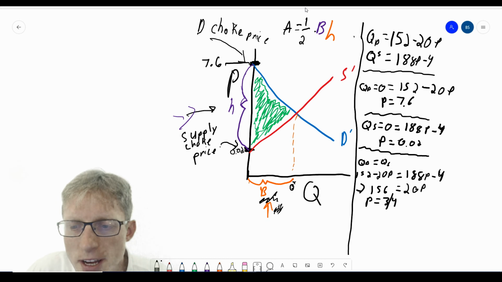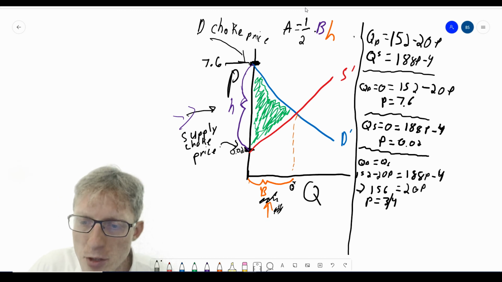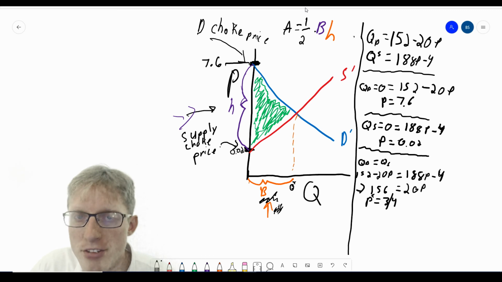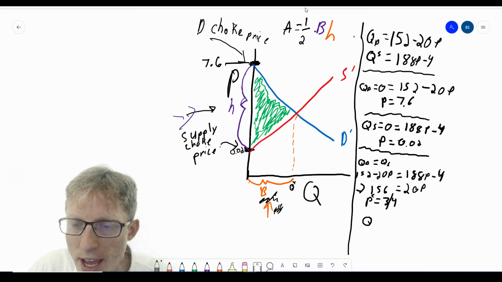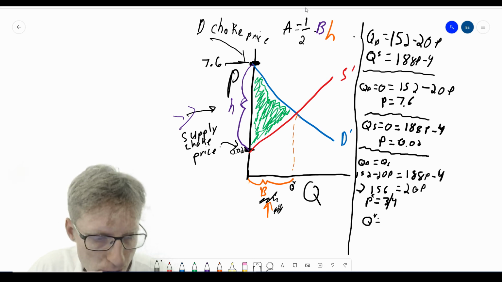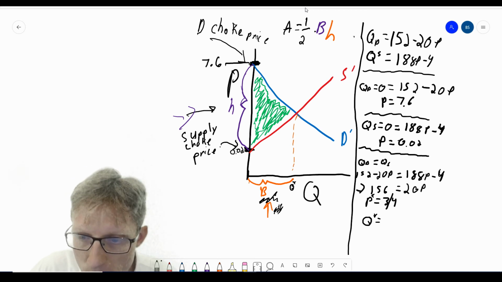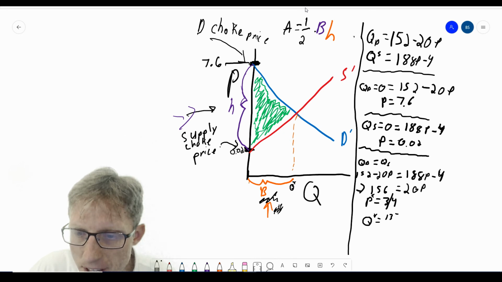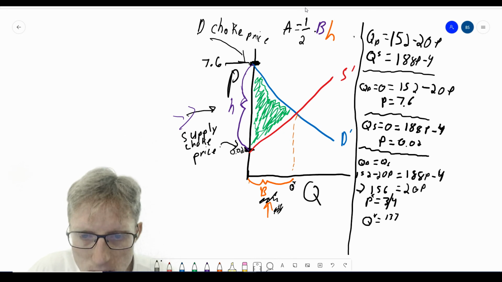Okay, now we don't actually want the price, we want the equilibrium quantity, so we could plug this price into either the equation for demand or the equation for supply. Either way, we should get that the equilibrium quantity in this problem is equal to 137. So we can plug that in here.